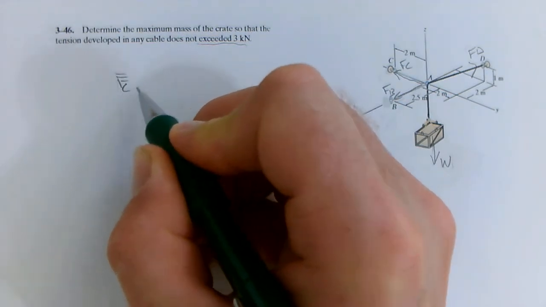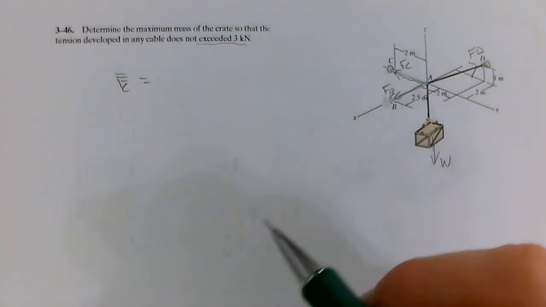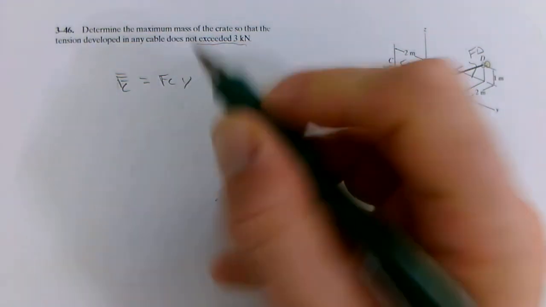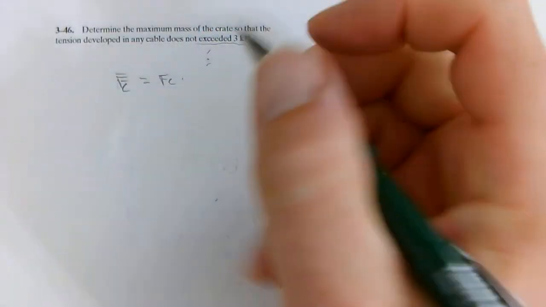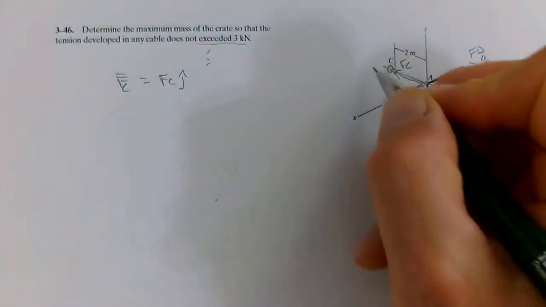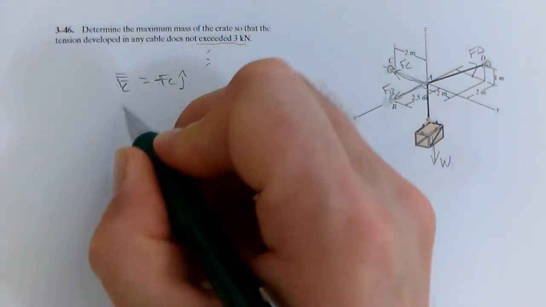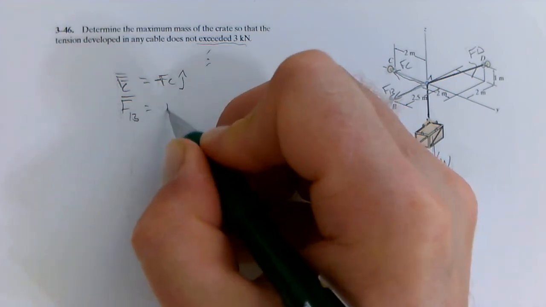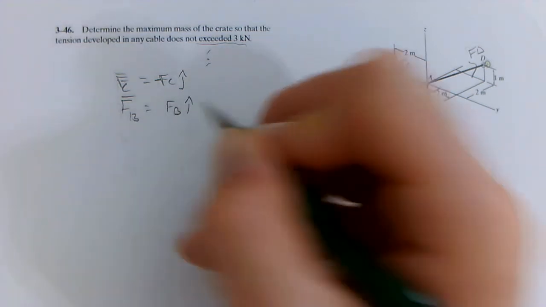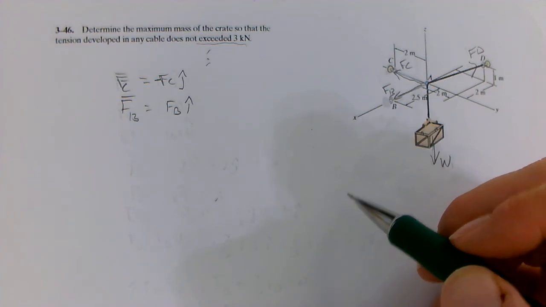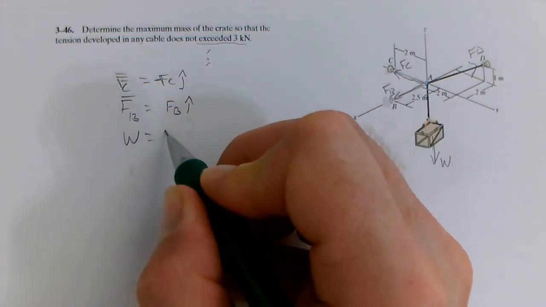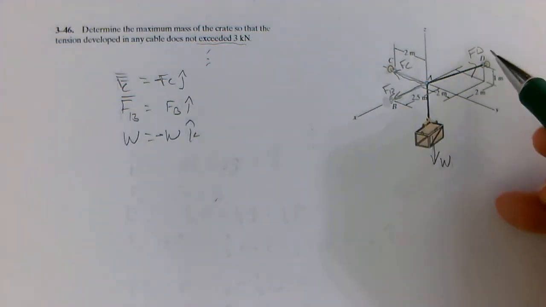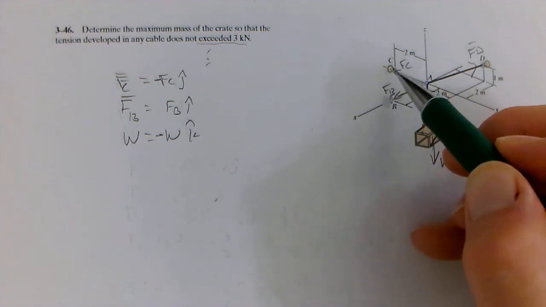So if we say FC is equal to FC in the J, and that's going that way, so it's negative J. So FB is equal to FB in the I direction, and that's the positive I. W is equal to negative W in the K direction. It's going straight down. And the difficult one is FD here.